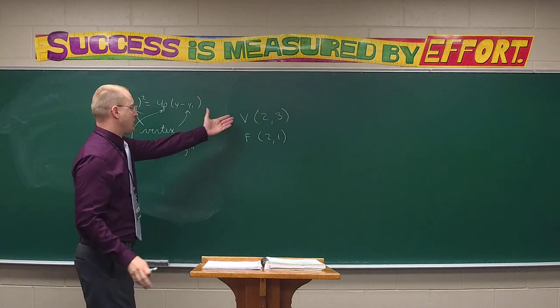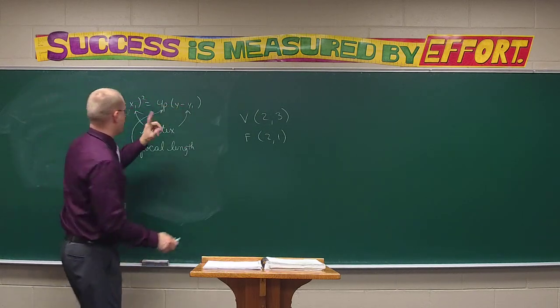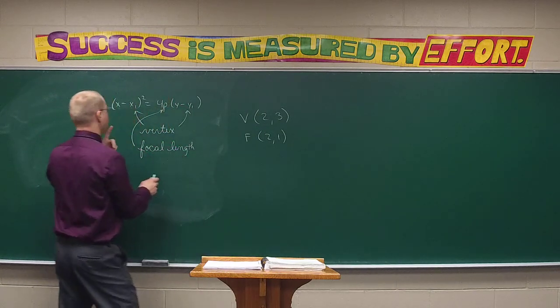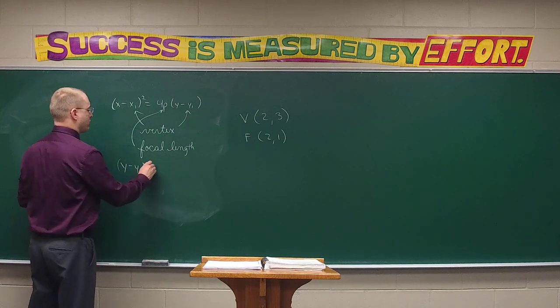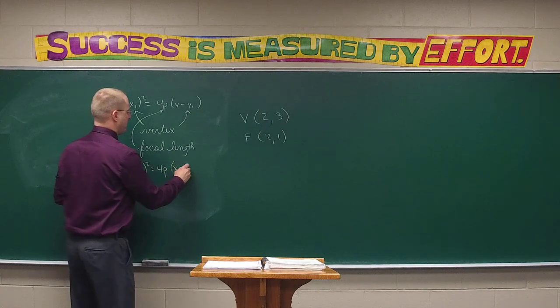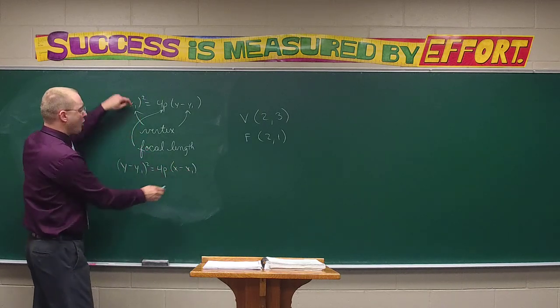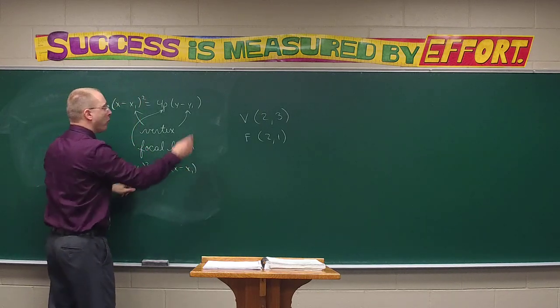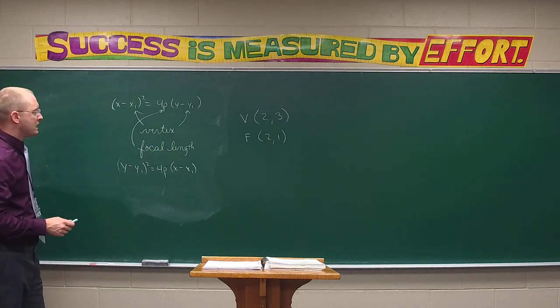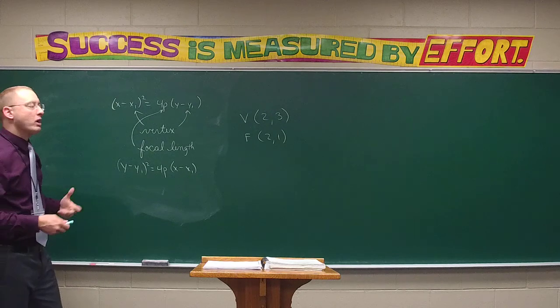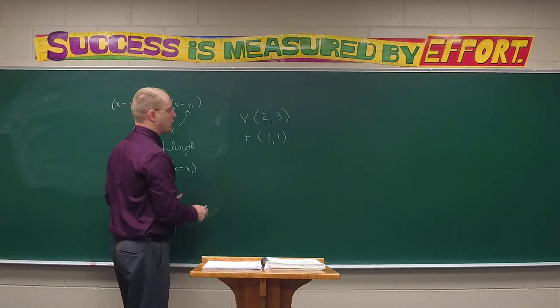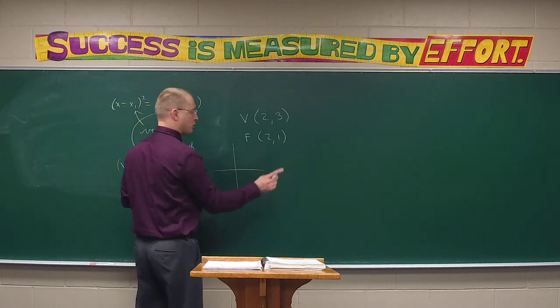Well, if I know the vertex, I already know these two numbers. But remember, it could be (y minus y1) squared equals 4p (x minus x1). I know the x1 regardless is a 2. I know the y1 regardless is a 3. But what's the p? And which way do I set it up? One of the things the book suggests, and I suggest as well, is draw a quickie sketch. Just a real quick sketch.